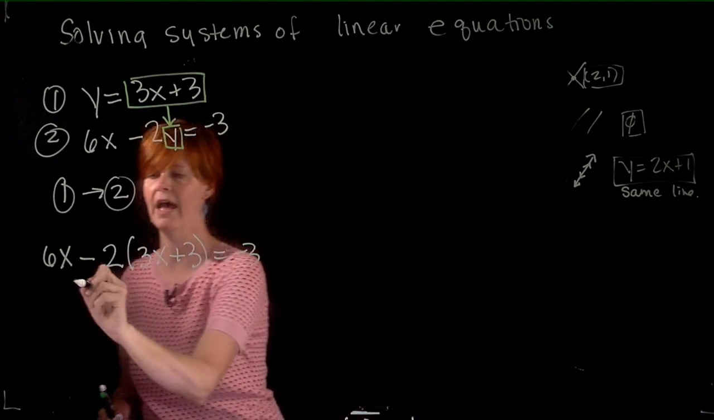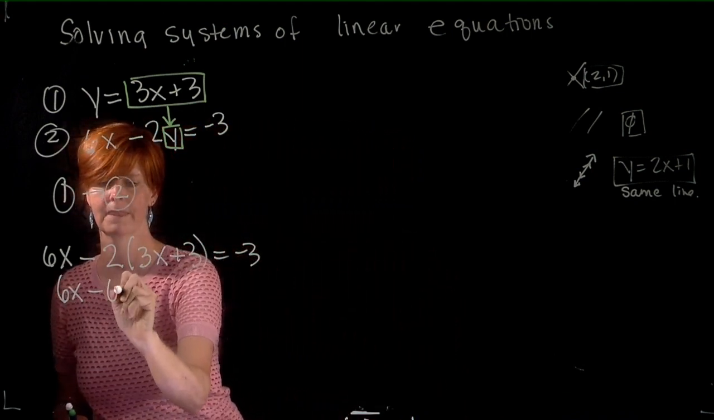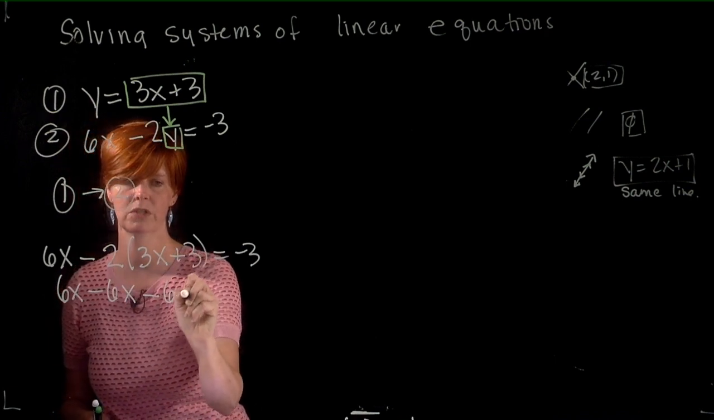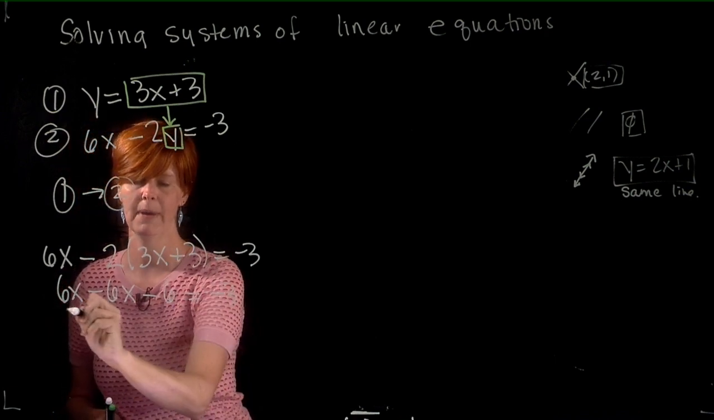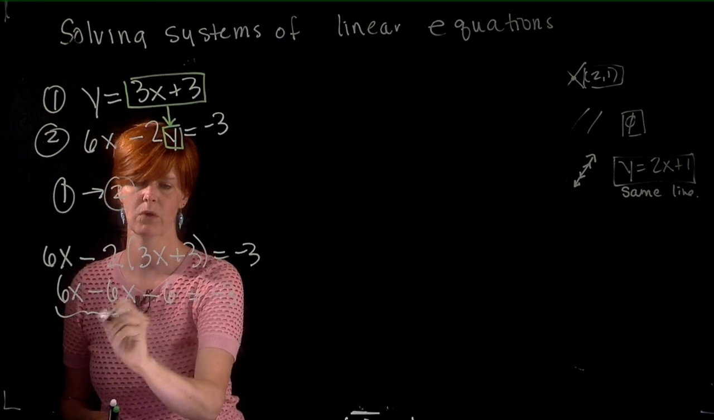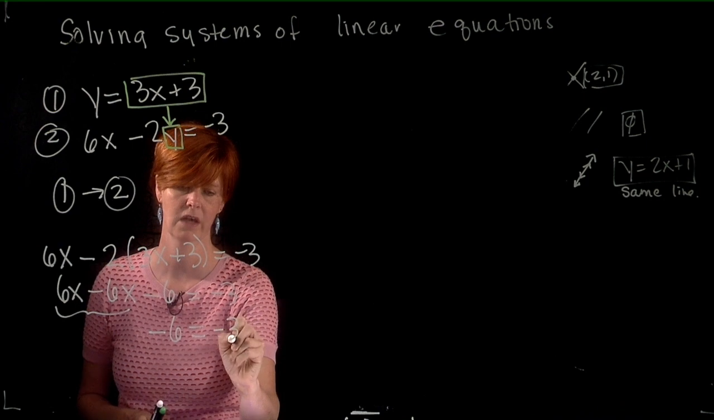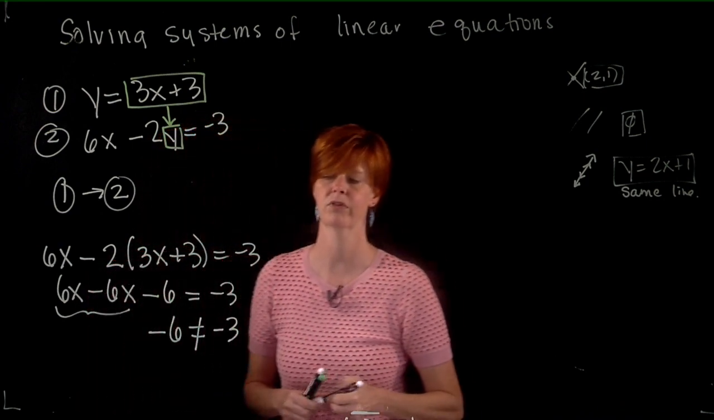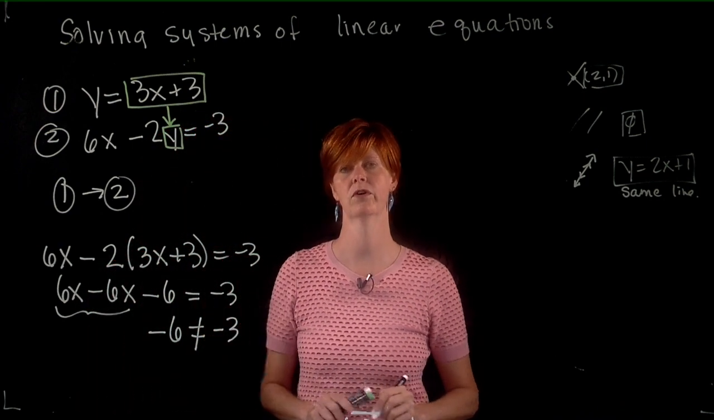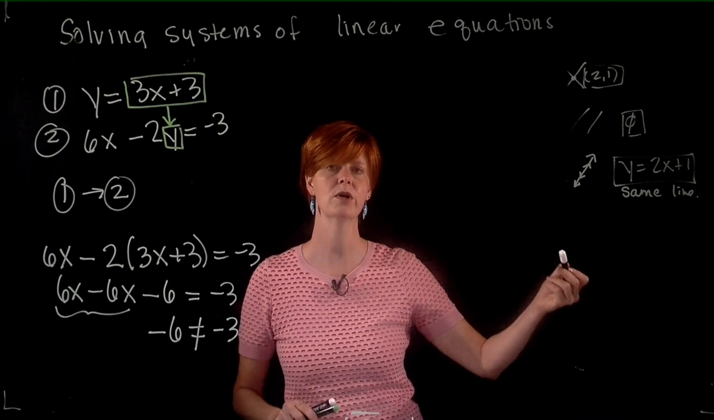So I solve for the x. I distribute the 2, combine these like terms, and that's 0. Those go away. And I have negative 6 equals negative 3. That is false.